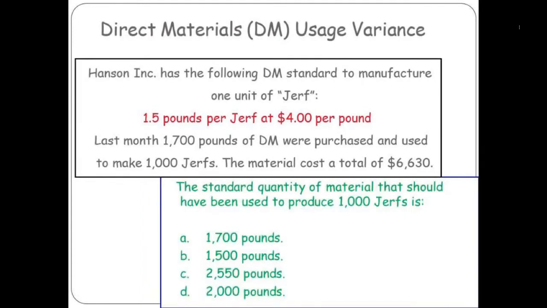Okay, same problem. How many pounds of material should they have used to produce 1,000 Jerfs? This is a quick one. A, not going to give you any more time. B, C, D. The answer is B. 1.5 pounds is the standard. For 1,000 Jerfs, they should use 1,500 pounds. That would be your standard quantity of materials.